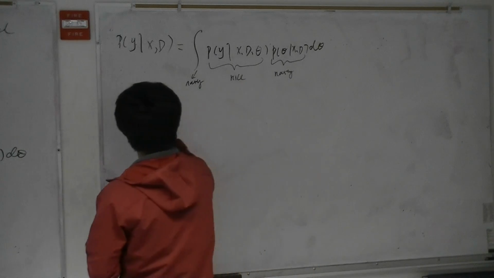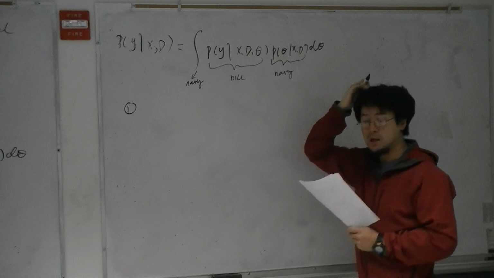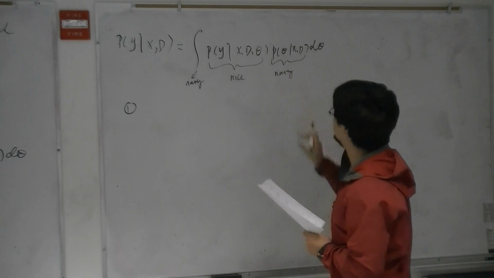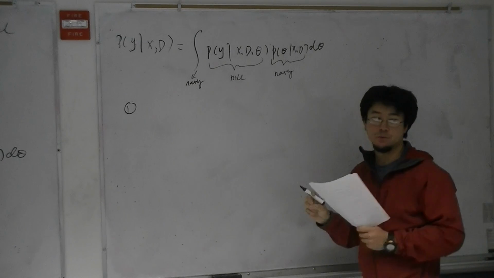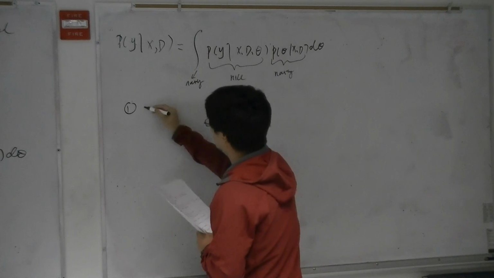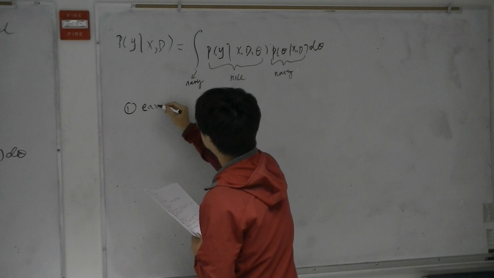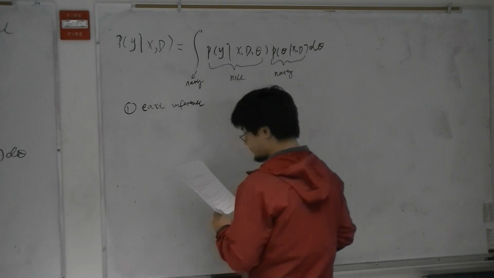To deal with this, this is more like a big picture of Bayesian methods. To deal with these two nasty components, there are quite a few algorithms developed. One, we can do exact inference.